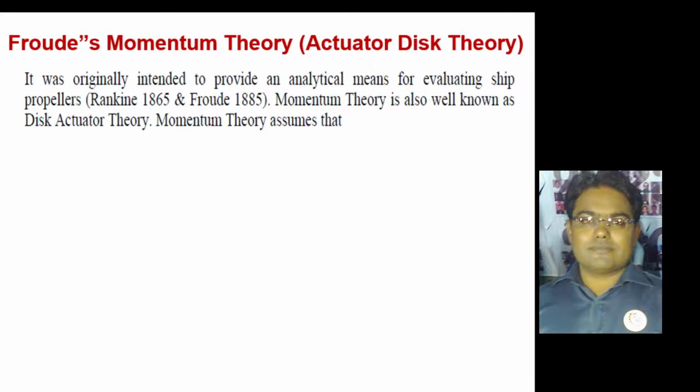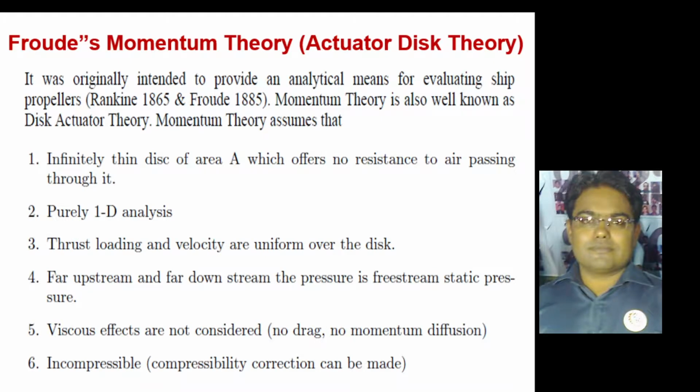There are certain assumptions which were made on a propeller to analyze its performance. First is an infinitely thin disk of area A, which offers no resistance to the air passing through it. When the propeller blades are rotating they make a disk, and the disk can be considered infinitely thin, of area A, offering no resistance to the flow passing through it. Second, a purely one-dimensional analysis. Third, thrust loading and velocity are uniform over the disk.